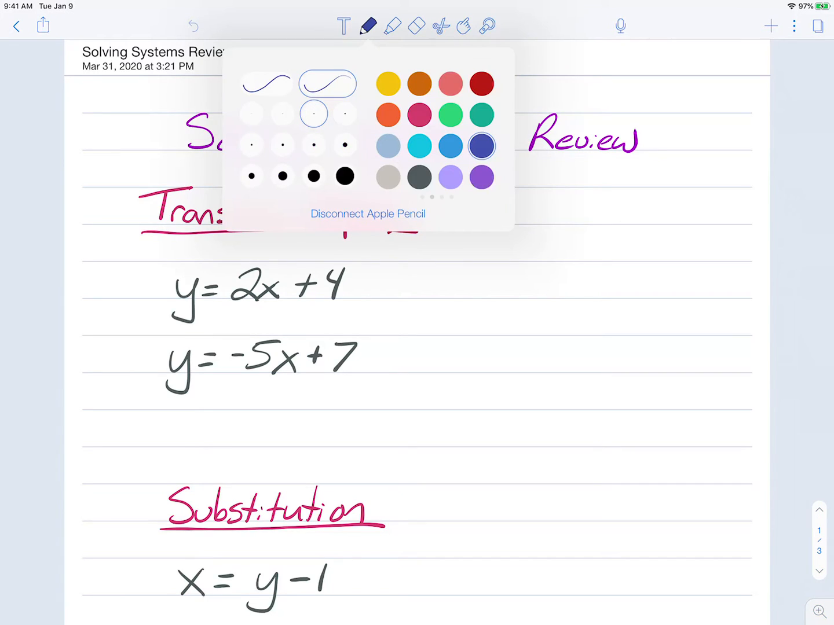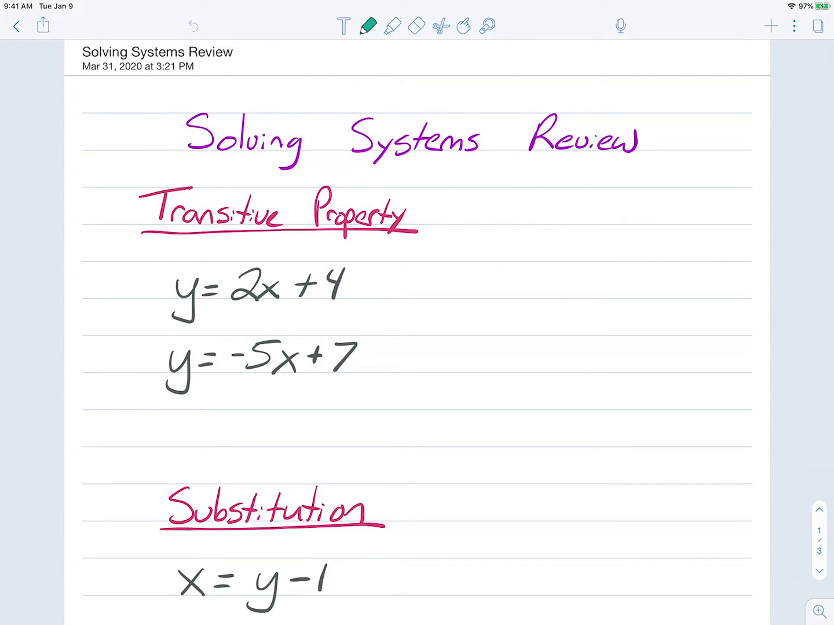Hello everyone, this is going to be a very quick video on just solving systems review. So your assignment today is a review of using different techniques to solve systems, and I just want to give you a little bit of a hint as to how to decide which one to use.